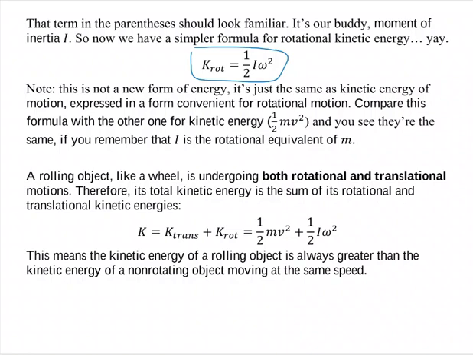So we have a rolling object like a wheel. It's undergoing both rotational and translational motions. So remember that the wheel is both moving in a straight line and turning at the same time. Therefore, its total kinetic energy is a sum of rotational and translational kinetic energies. So we would have this situation for a rolling wheel: translational and rotational. 1/2 mv squared plus 1/2 I omega squared.